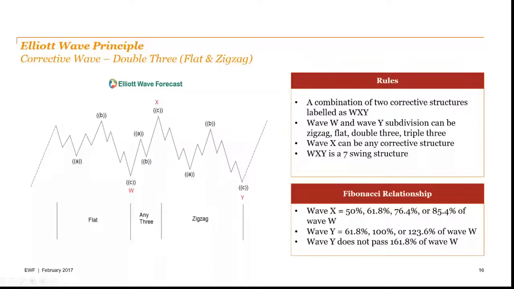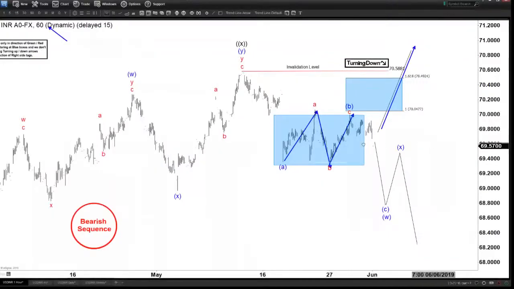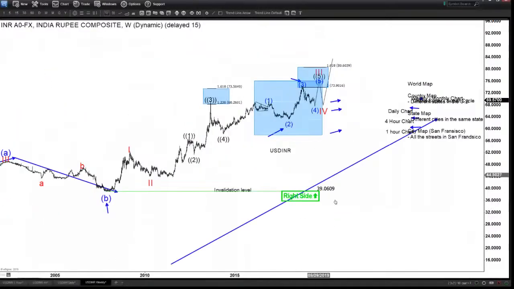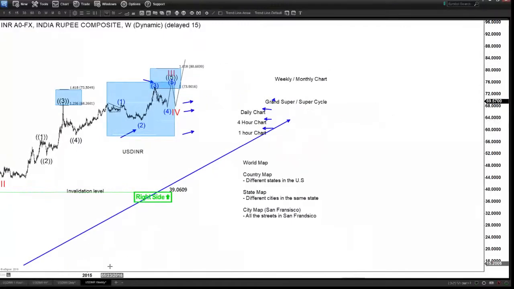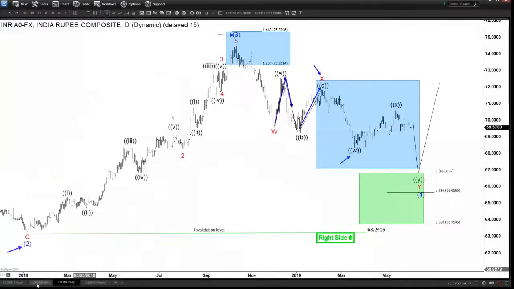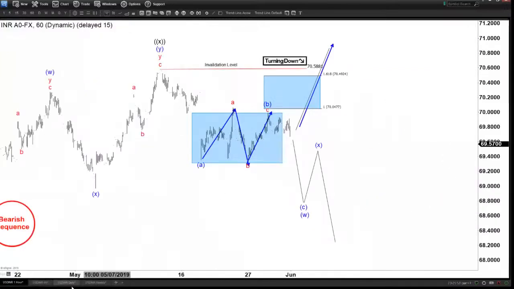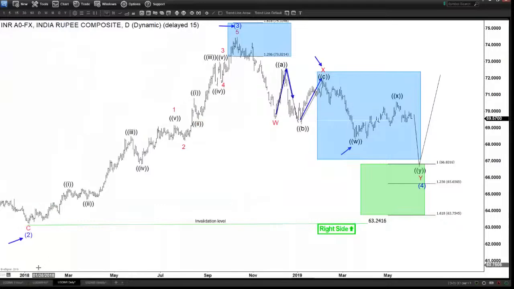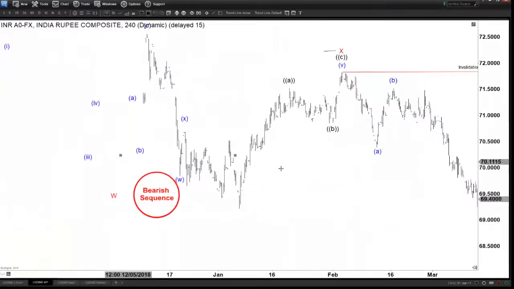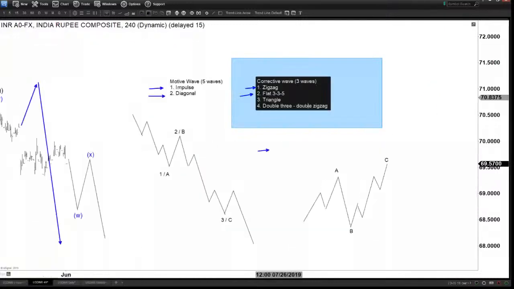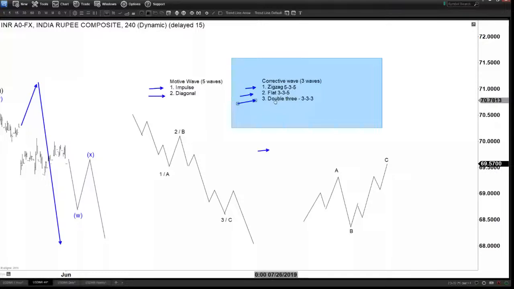So if I go back to this one again, here we go. Remember this? Double 3 is, okay, forget about triangle. This is gonna cover you 90% of Elliott wave. Okay, just memorize this. Zigzag is 535, flat is 335, double 3 is 333.